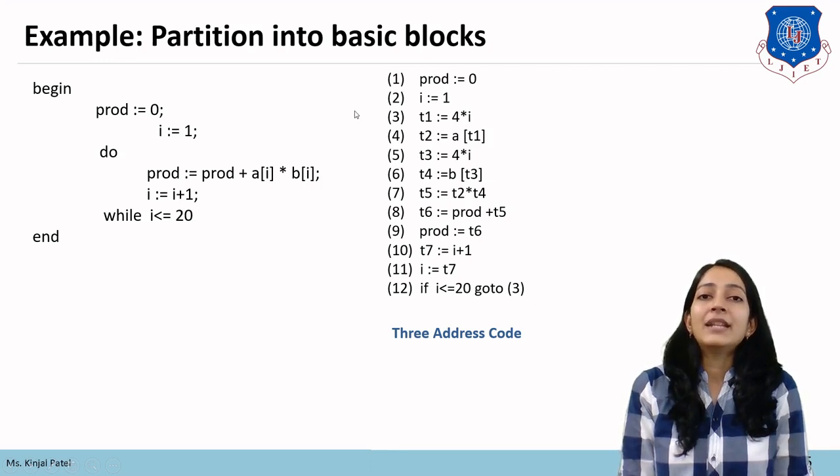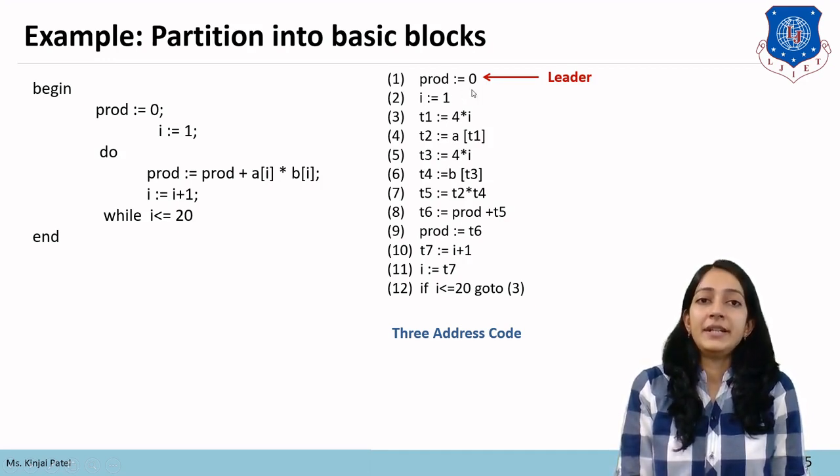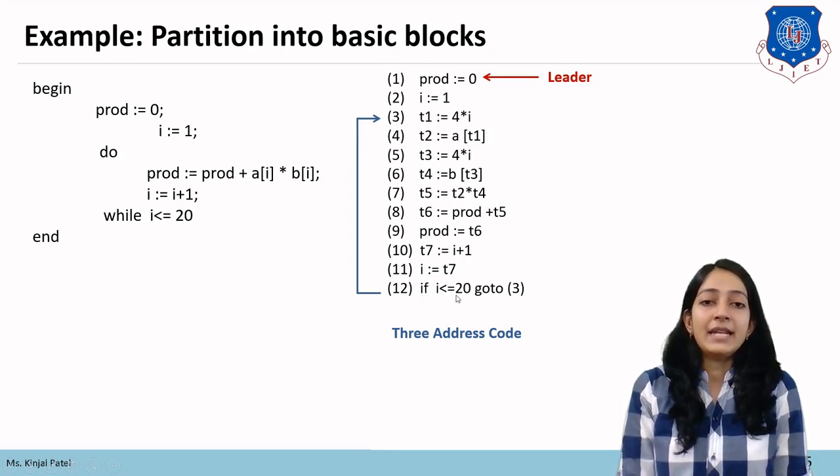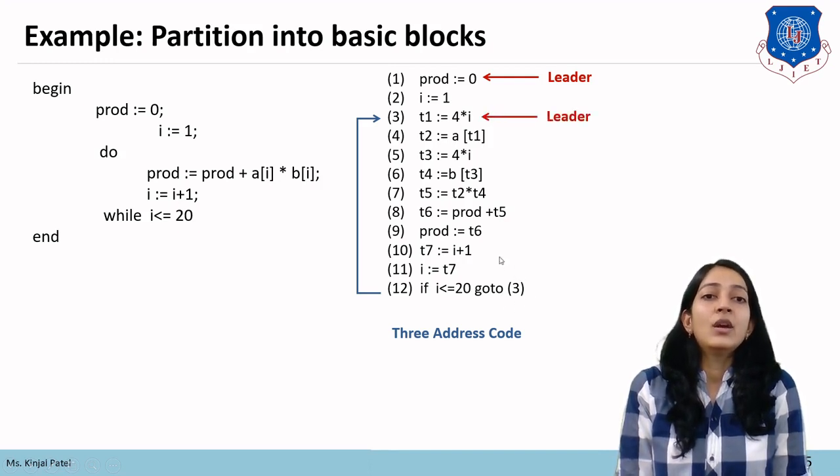Okay, so now we will apply the rules of partitioning into basic blocks and form basic blocks from this three address code. The first rule says that the first statement is a leader. Next it says that the target of a conditional or unconditional go to becomes a leader. Here is the conditional go to: if I less than or equal to 20, then go to 3. So statement 3 will become a leader of the three address code.